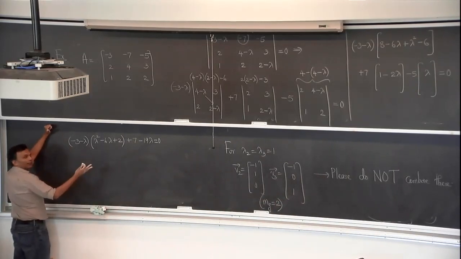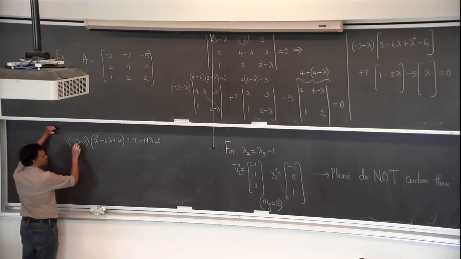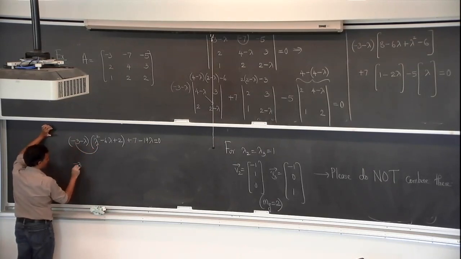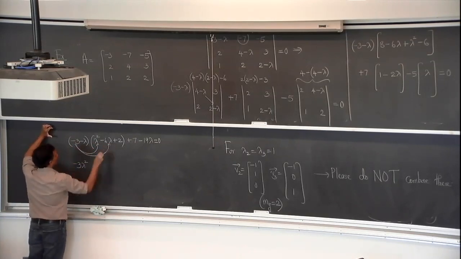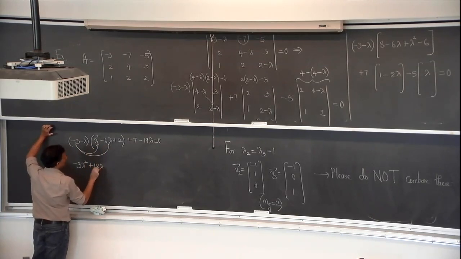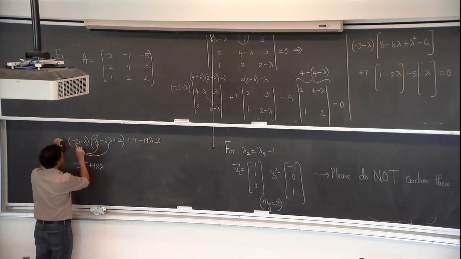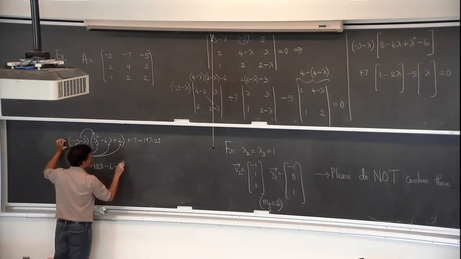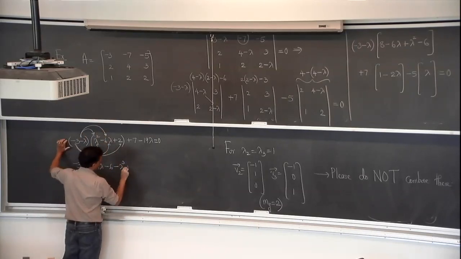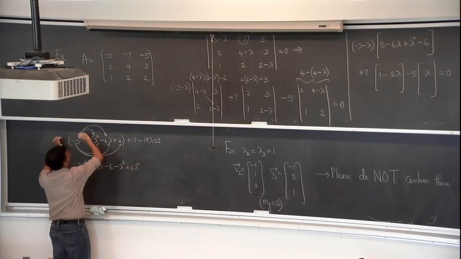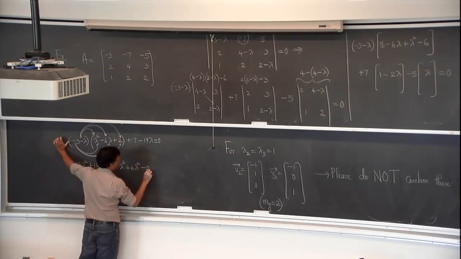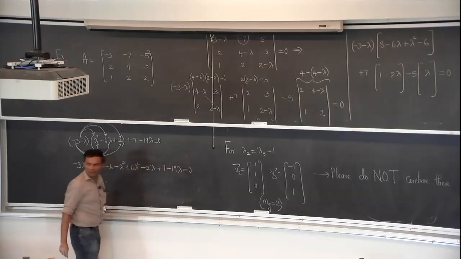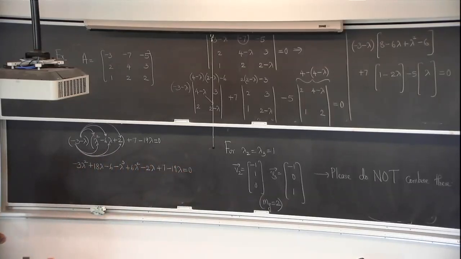Now you have to expand it out. There is no shortcut to doing this, and I know it's not the most appealing thing to do, but let's just do it. It's -3 lambda square plus 18 lambda minus 6 minus lambda to the 3 plus 6 lambda square minus 2 lambda plus 7 minus 19 lambda equal to 0. I'm hoping that the silence so far means everything is okay.